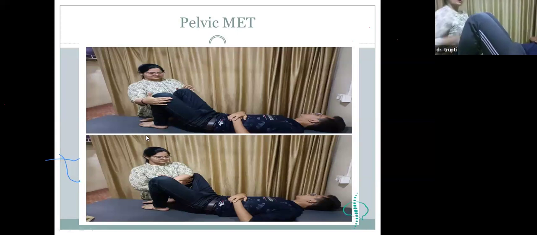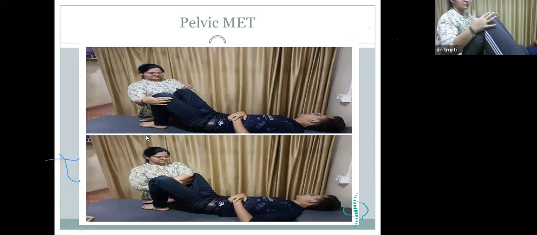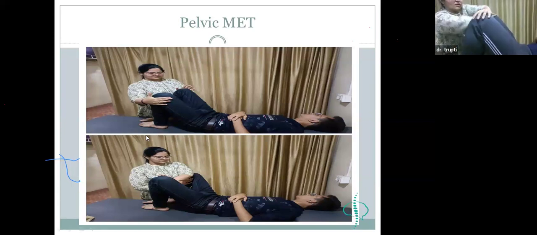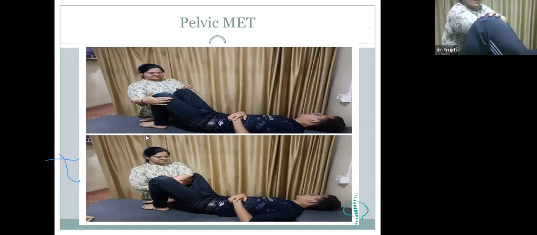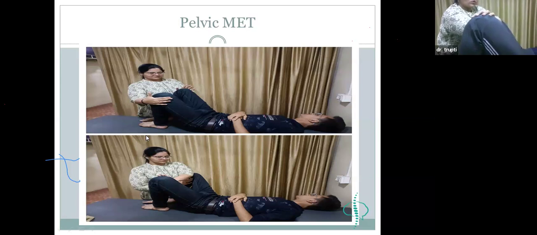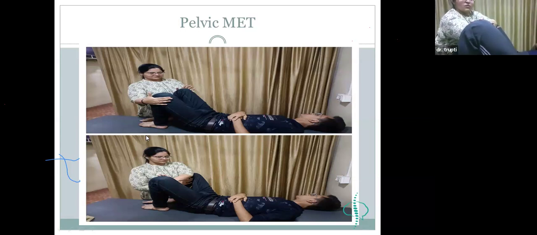First, you have to ask the patient to press your hands in an outward direction. Press it out. 1, 2, 3, 4, 5, 6. Relax. Then you have to ask them to press it in the adduction movement. Press it in. 1, 2, 3, 4, 5, 6. Press it out. 1, 2, 3, 4, 5, 6. Press it in. 1, 2, 3, 4, 5, 6.